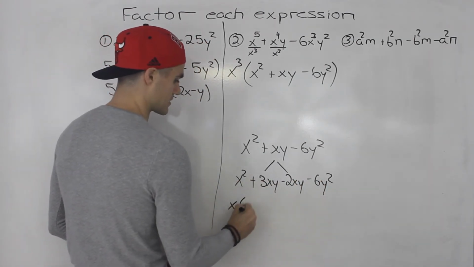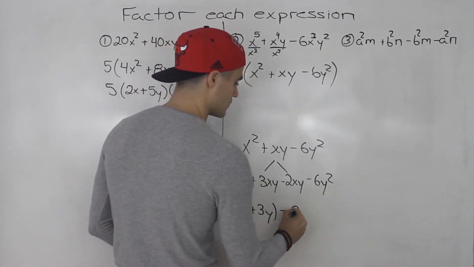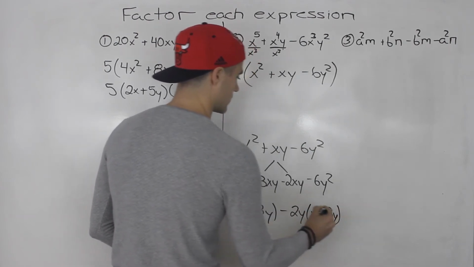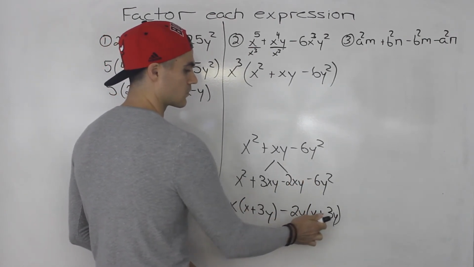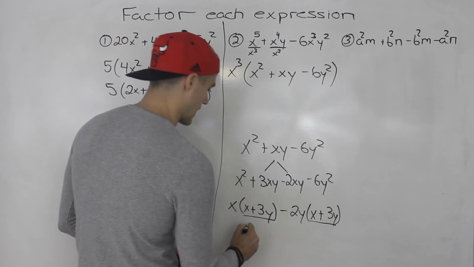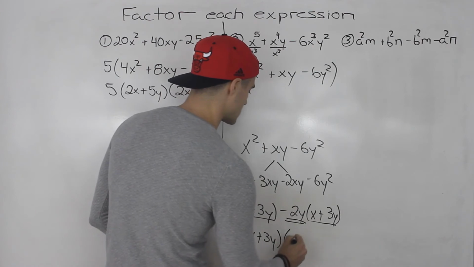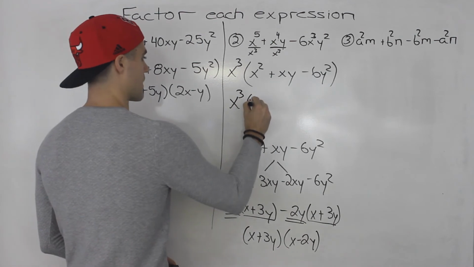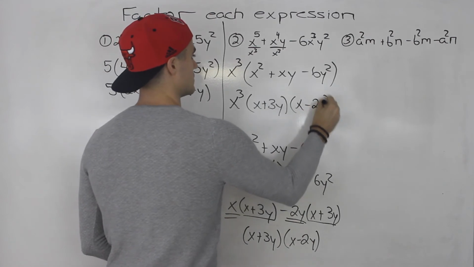From these two, we could take out an x. And then from these two, we could take out a -2y. So we'd be left with x plus 3y, right? -6y squared divided by -2y, which is what we took out. We're left with +3y. And then notice that this bracket is the same. We could take out that bracket, and we'd be left with x minus 2y. So this up here factors into x plus 3y, and then x minus 2y.